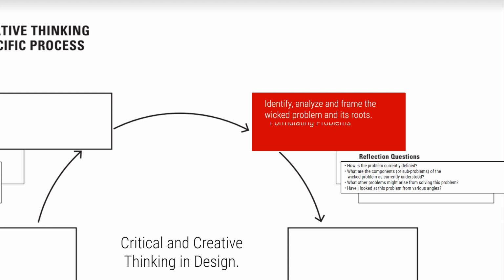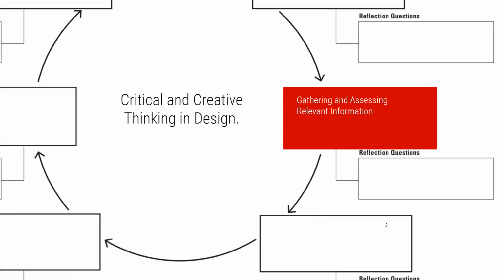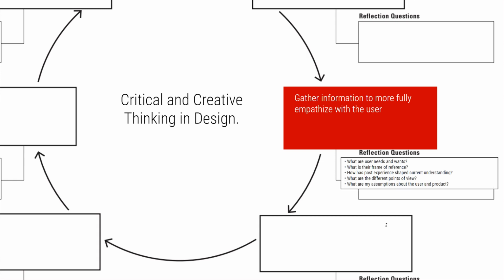So questions might be, how is the problem currently defined? What are the components or subproblems of the wicked problem as currently understood? What other problems might arise from solving this problem? And have I looked at this problem from various angles? Gathering and assessing relevant information might be written more like gather information to more fully empathize with the user. And then reflection questions that align with this could be, what are the user needs and wants? What is their frame of reference? How has past experience shaped current understanding?